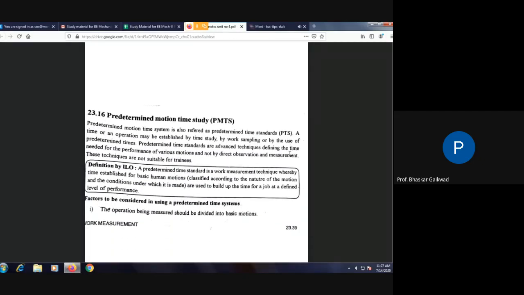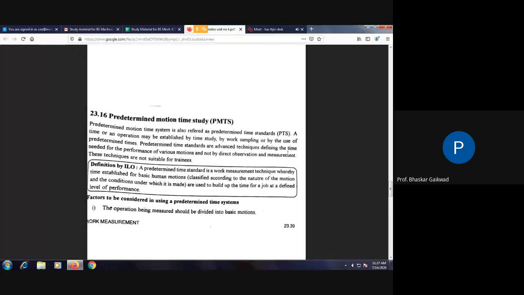So related to this PMTS, the very simple thing is that we have to set the time for basic human motion at standard level of performance. What is the definition of PMTS? We have to set the standard time. We have to establish the standard time for human motion while doing any work at standard level of performance. This is called PMTS, predetermined motion time study.